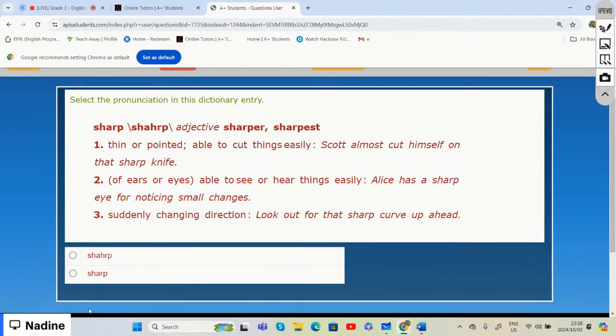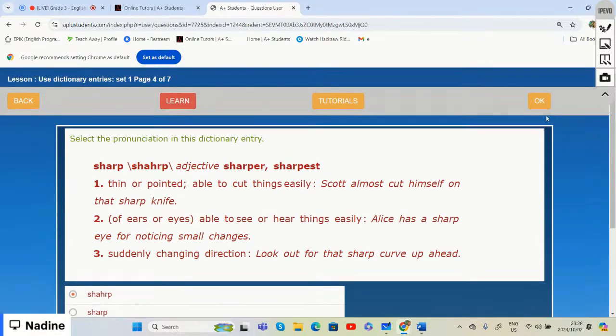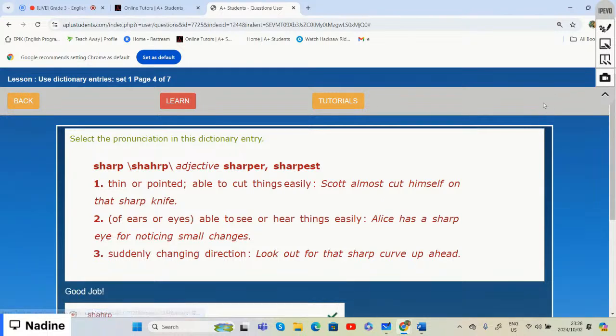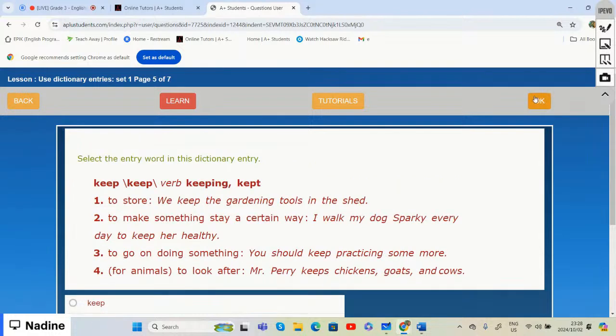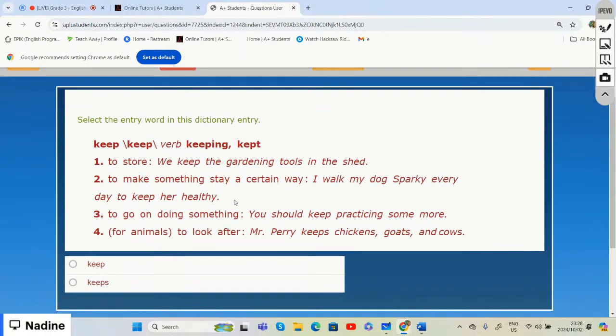All right. And if we were to select the pronunciation, then the pronunciation will be option one. Remember, guys, pronunciation, we said this is how we say the word. All right, let's look at the next one.